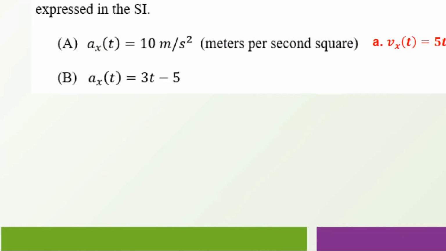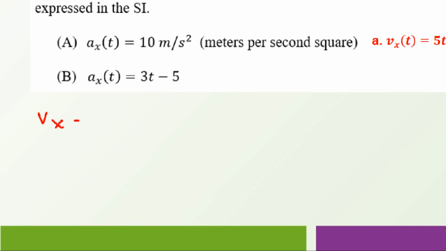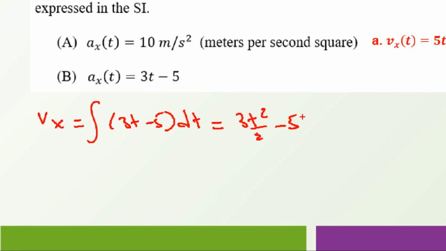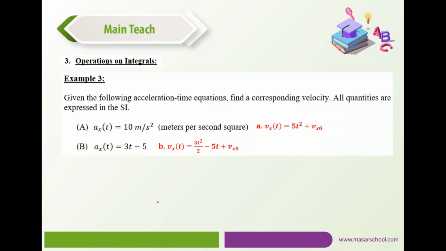And now for part B, vx is given by the integral of ax dt, which is the integral of 3t minus 5 dt, and that would be given by 3t square over 2 minus 5t plus the constant, which is this variable of motion computed at the initial instant. And we're gonna see that this trick only works whenever this function is a polynomial function. It breaks down whenever we're dealing, for example, with logarithmic, exponential, or trigonometric functions, as we shall see in unit 2, and that would be the answer.